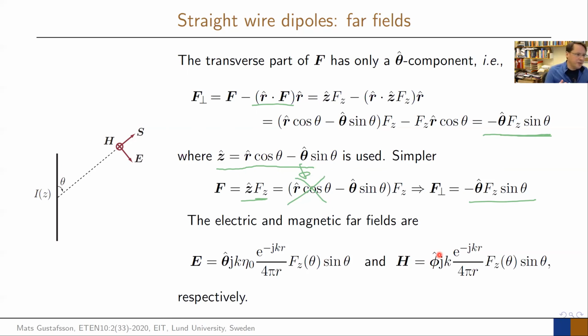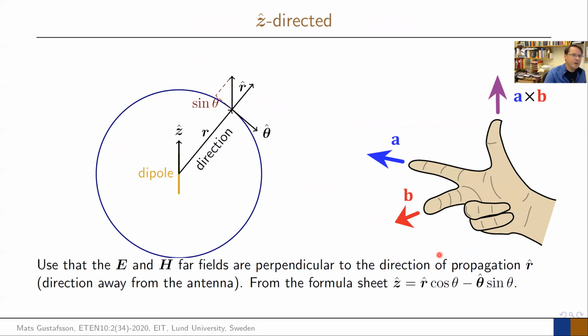And this is now general for any wire that points here in the z direction, and there is some current going on. Of course, to determine this Fz, I have to do the Fourier transform of Iz in some ways. I have to compute that. And that is what we will do now for a few important cases. So we will compute that for a few cases.